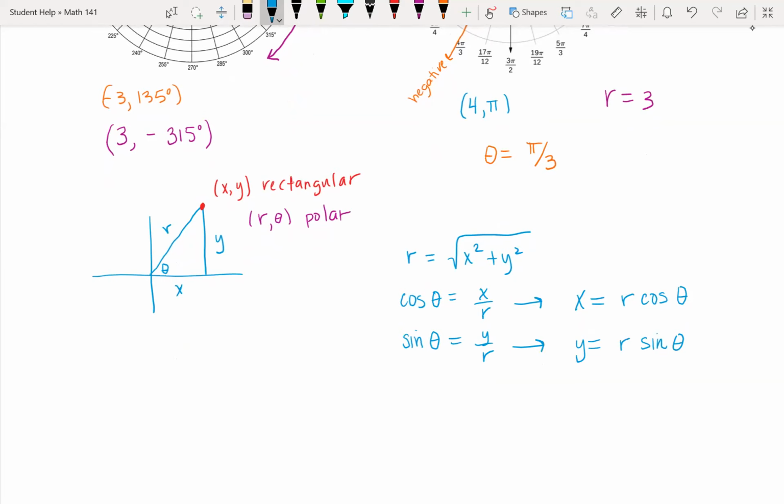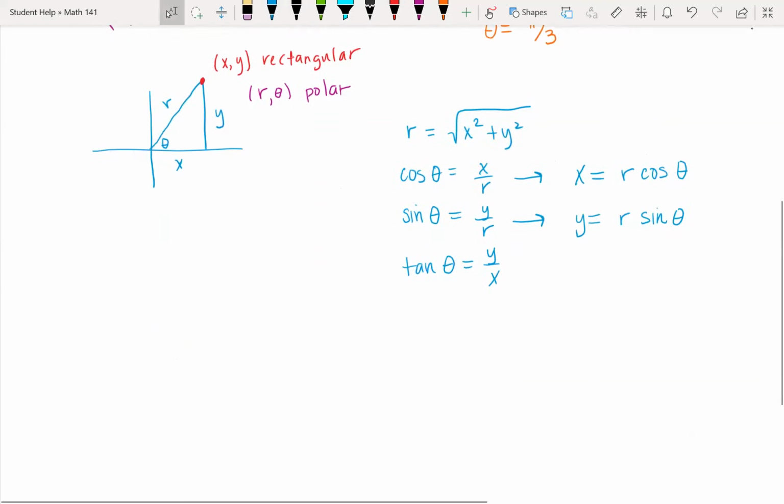And then the last, which is one that we haven't used yet, is the tangent of the angle is y over x. We'll use that sometimes if we don't know what the given angle is and we're trying to figure it out. Okay, so let's do some examples of changing into rectangular coordinates.